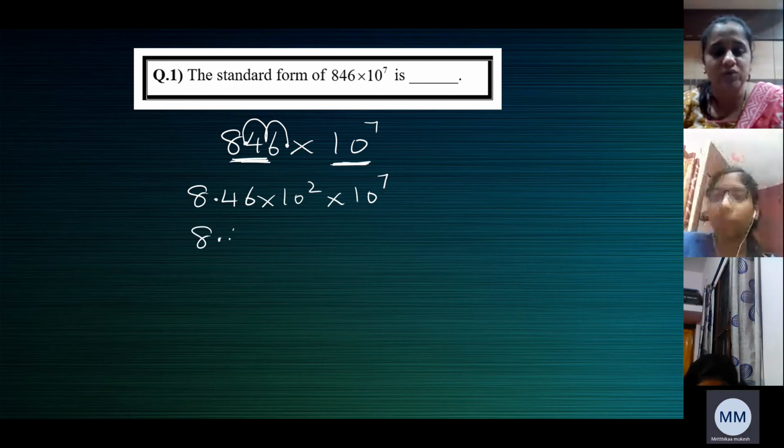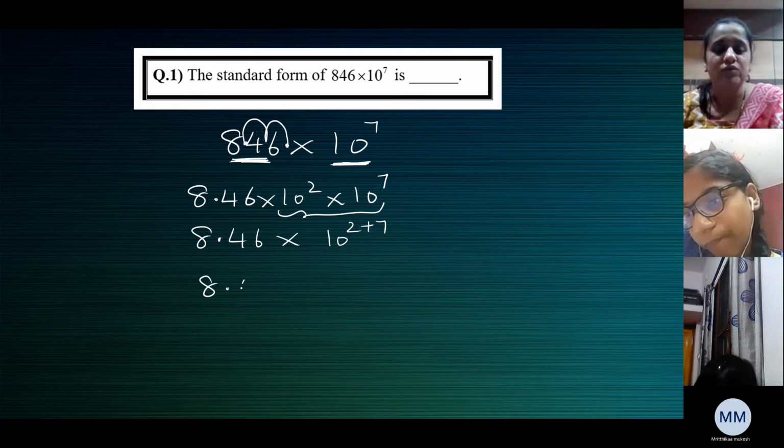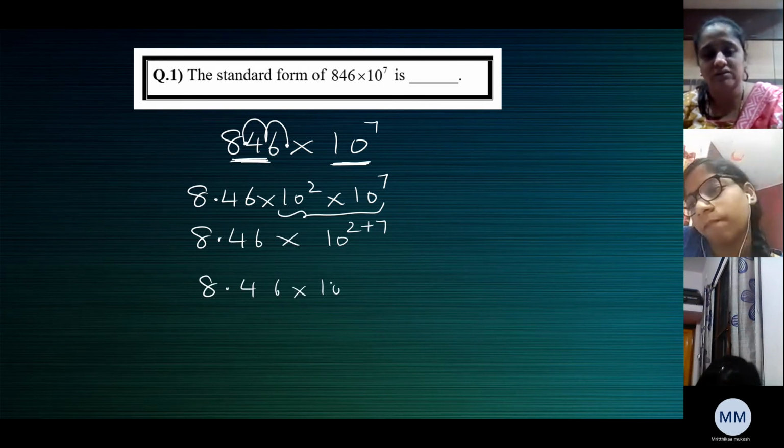Now use the law of exponents. When bases are same and it's multiplication, we add the powers. 2 plus 7. So it is 8.46 into 10 to the power 9.